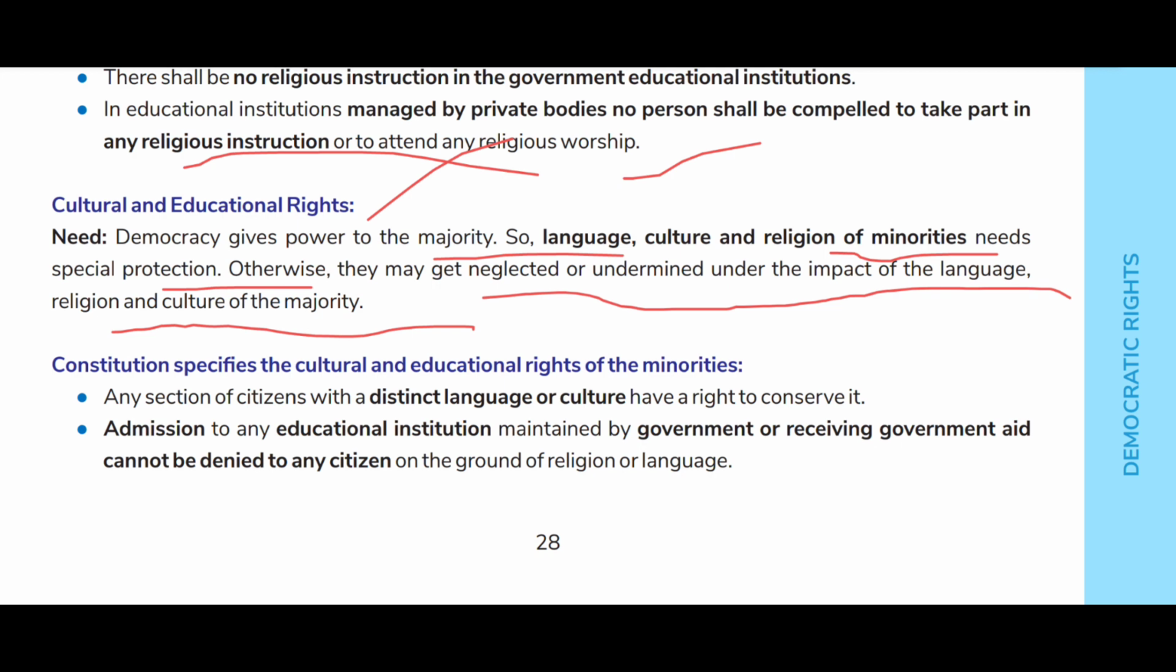Any section of citizens with a distinct language or culture has a right to conserve it. Admission to any educational institution maintained by the government or receiving government aid cannot be denied to any citizen on grounds of religion or language.